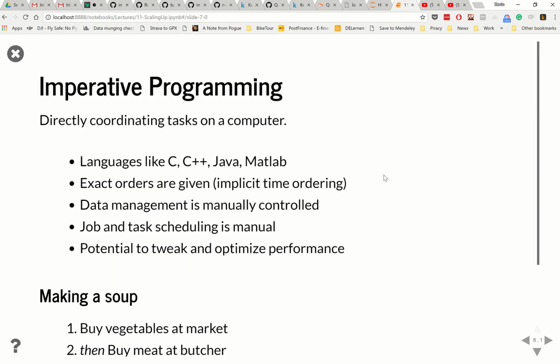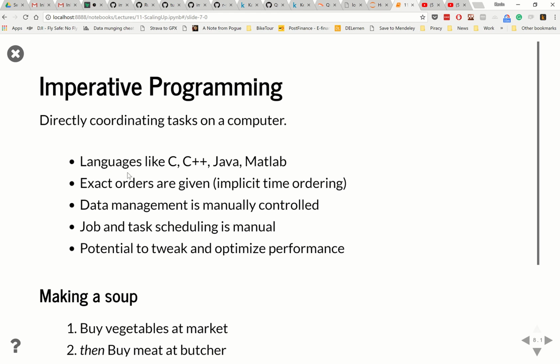So what this talks about now is more the programming style. There are two styles we'll talk about here. The first one is imperative programming, where you directly coordinate tasks on a computer. If you look at C, C++, Java, MATLAB, most of the Python that we've done, you have exact orders that are given, and so there's an implicit time ordering.